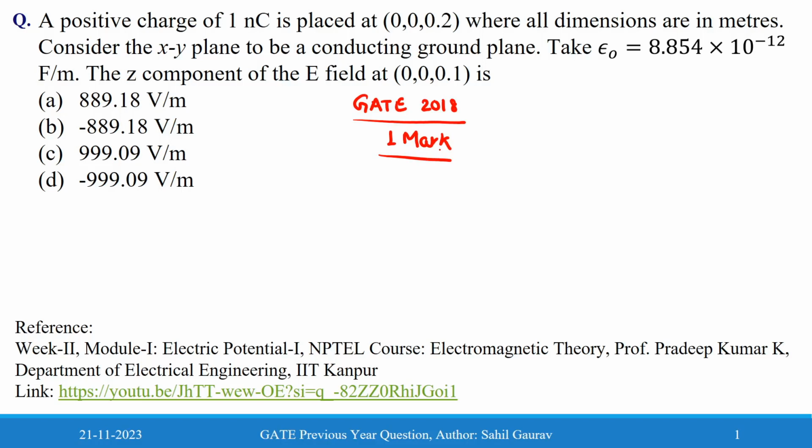The problem says that a positive charge of 1 nanocoulomb is placed at 0.2 where all dimensions are in meters. Consider the xy plane to be a conducting ground plane. Take epsilon naught is equal to 8.854 into 10 to the power minus 12 farad per meter. The z component of the electric field at 0.1 is, and the options are shown here.